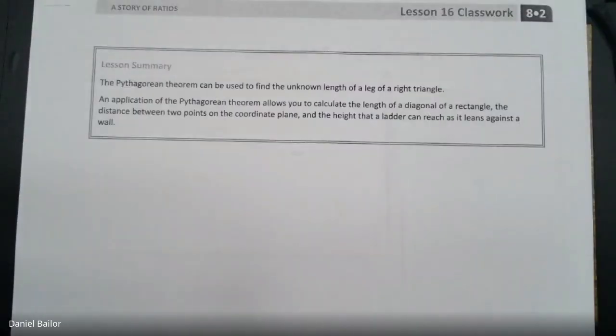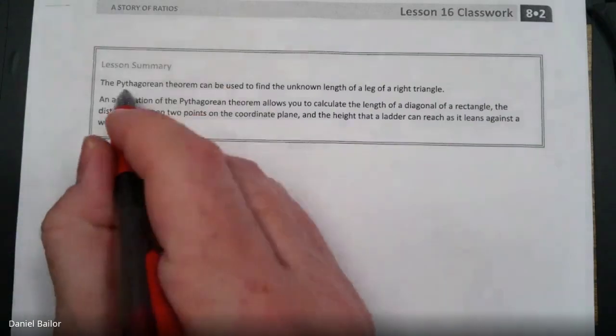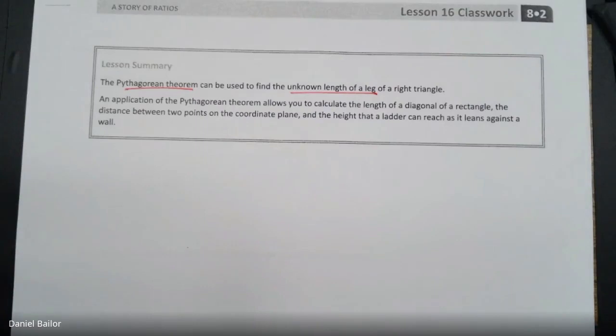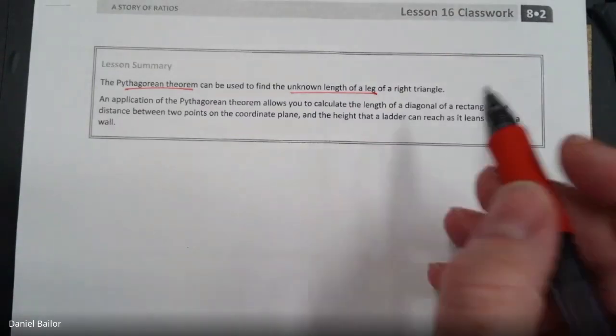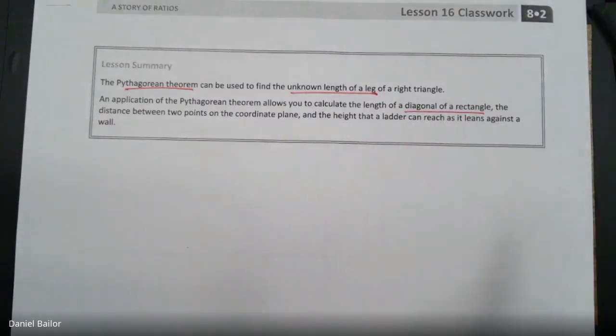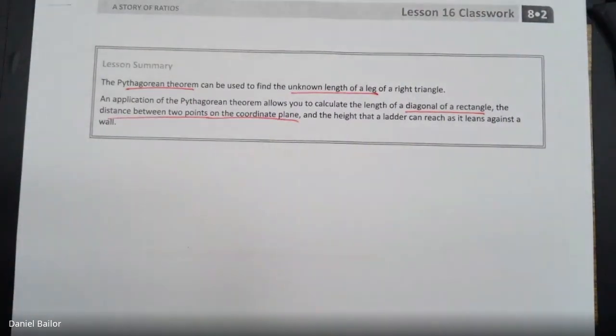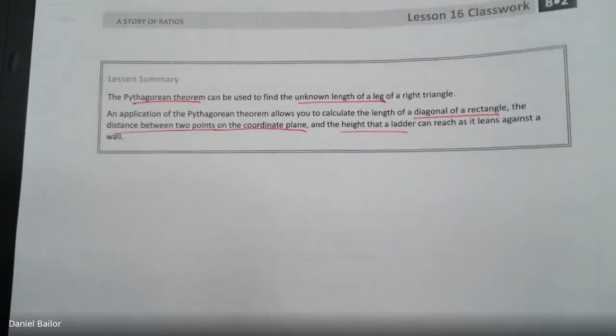Let's right now talk about page 180, next page, which is the lesson summary. This is just telling you that you can use the Pythagorean theorem to find an unknown leg of a right triangle. It also tells you can use the Pythagorean theorem to find the diagonal of a rectangle or the distance between points on a coordinate plane, on a graph, or even the height of a ladder. So it's just saying the Pythagorean theorem can help you find legs and can be used in other real-world situations.